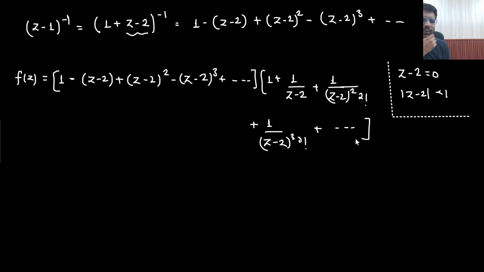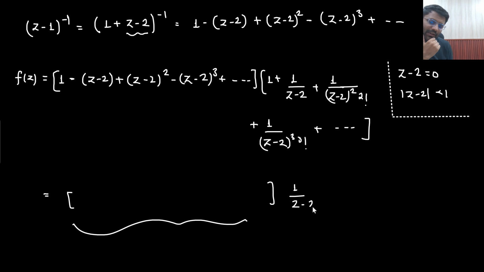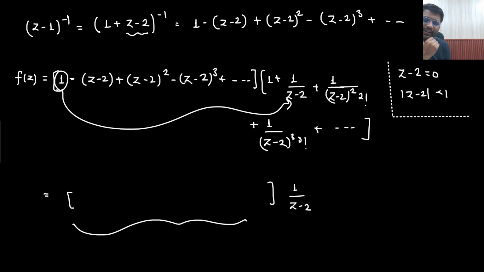Right? Now what you need to find out? You need to find out the coefficient of 1 upon z minus 2. So let me know how you can get 1 upon z minus 2. So, sir, first of all, this 1 needs to be multiplied with 1 upon z minus 2. I will get 1 upon z minus 2.